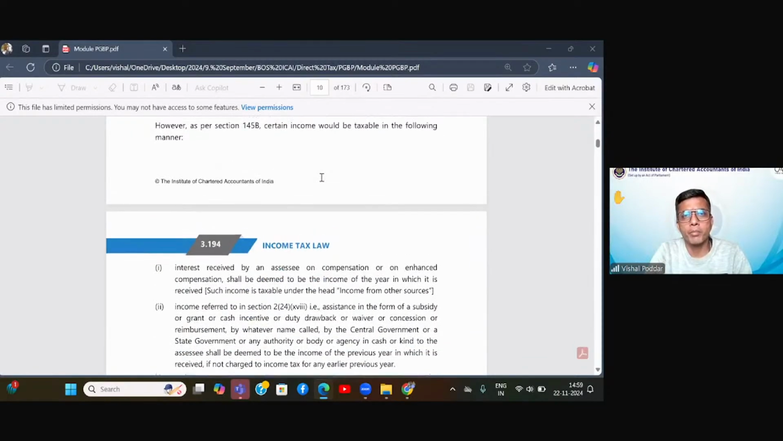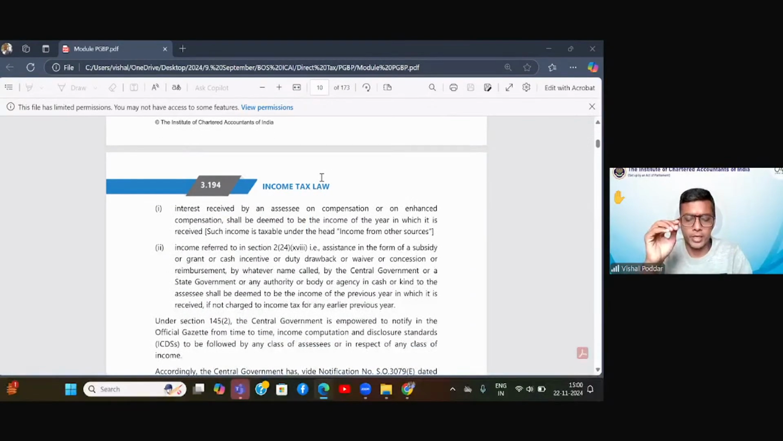Then you have 145B. What does 145B do? 145B creates an exception to the above rule. The main rule is that you have a choice of which method of accounting to follow. Whatever you follow, we will follow the same method while computing your PGBP and other sources income. Only two incomes, not all. Remember this. Only for two incomes this section applies. As per this, you have a choice and can take any of the methods. However, the exceptions are in 145B.